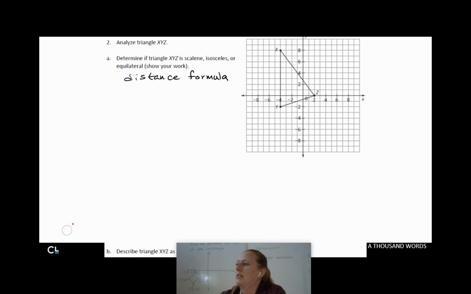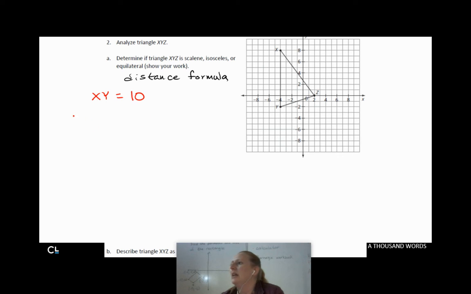Let's take them one at a time. Let's start with XY, because that's easy. I don't need distance formula, right? I can find the length of XY. I can just count that one because it's vertical. Slanted sides, we have to do distance formula, but if it's vertical or horizontal, I can just count it. So I will. 1, 2, 3, 4, 5, 6, 7, 8, 9, 10. All right, great. That's 10. Hooray.